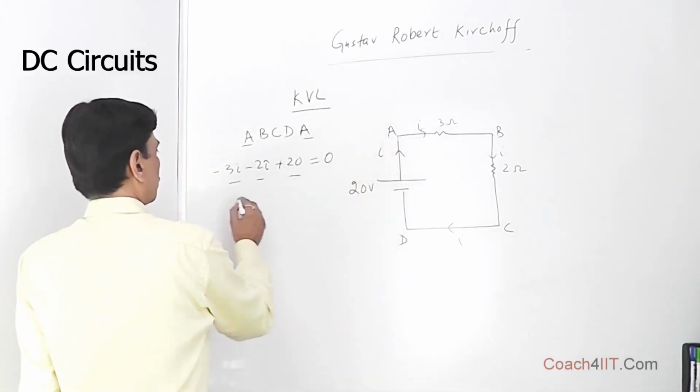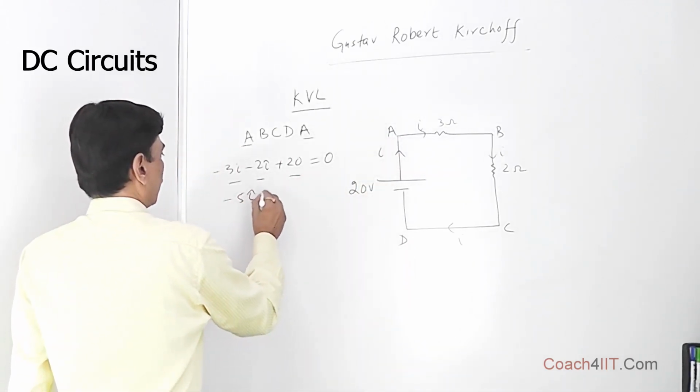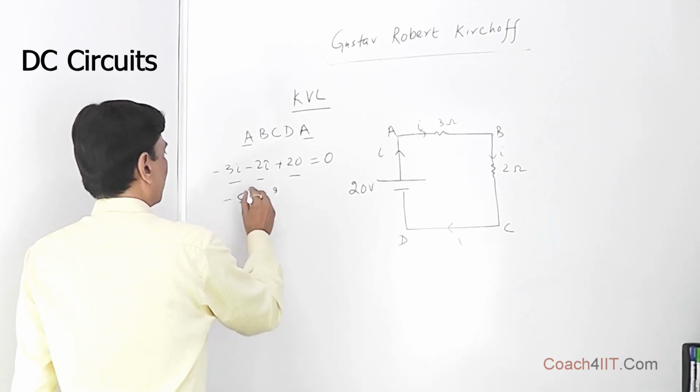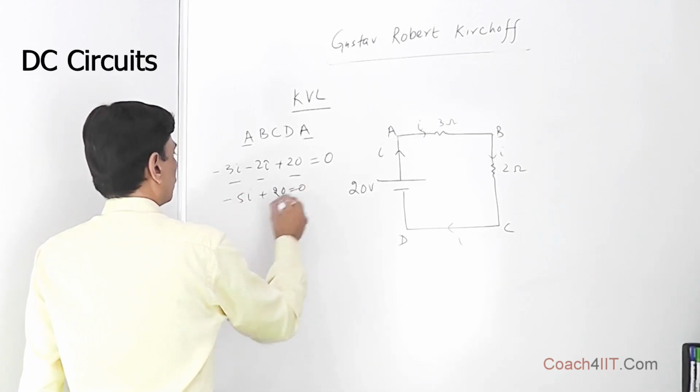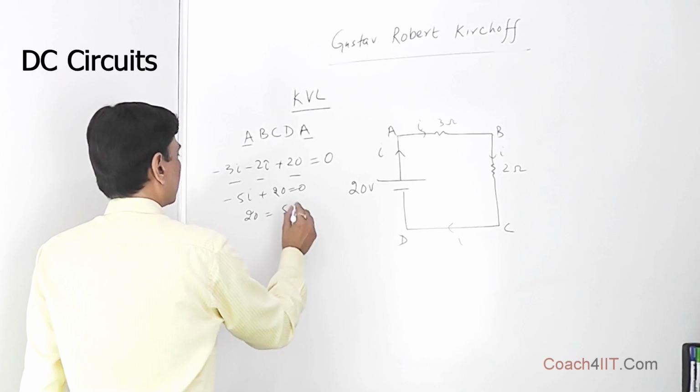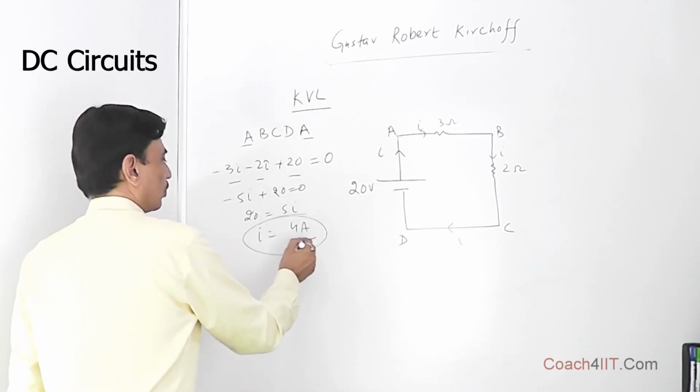So when we say this is equal to 0, this is minus 5I plus 20 is equal to 0, or 20 is equal to 5I. So I is equal to 20 by 5, that is 4 ampere.